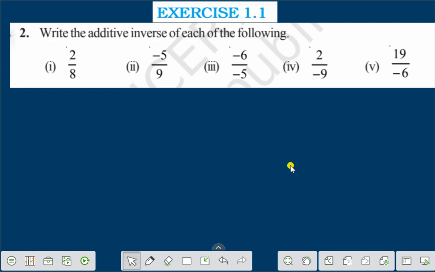Hello everyone. Today I shall discuss exercise 1.1 question number 2. Write the additive inverse of each of the following. That is 2 by 8.